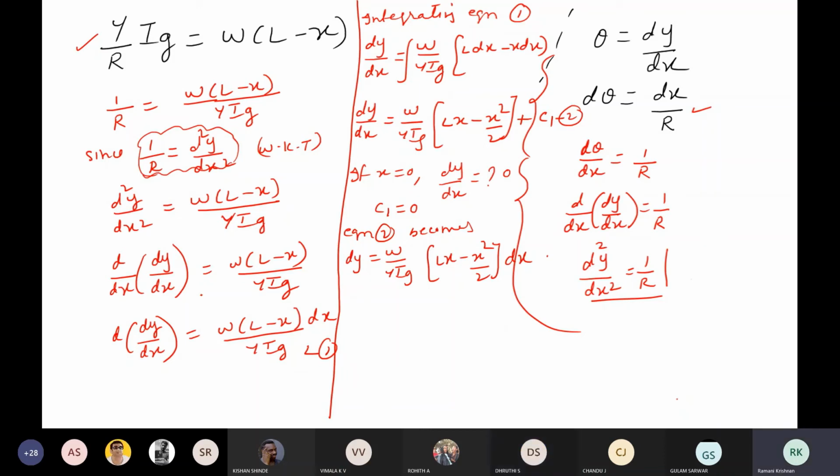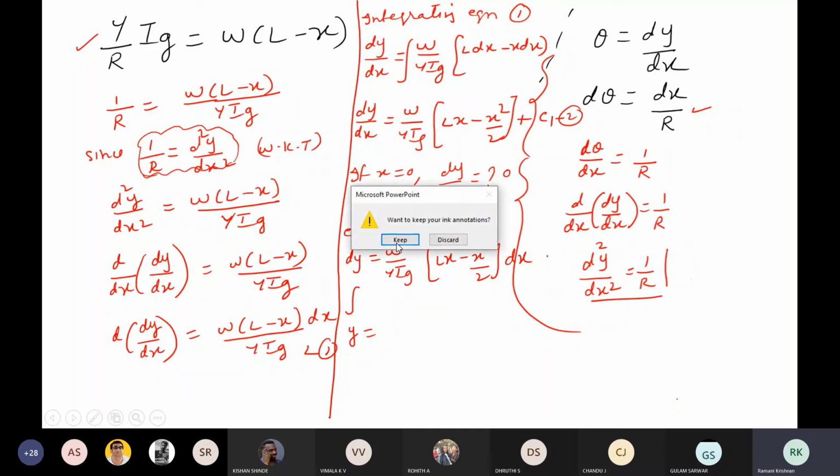Again, can you guess what I'm going to do? Again I'm going to integrate. So what will I get? What is the integration of dy? My integration of dy is y equal to. Why are you integrating again, ma'am? I want y, no? My aim is, I'll show you.